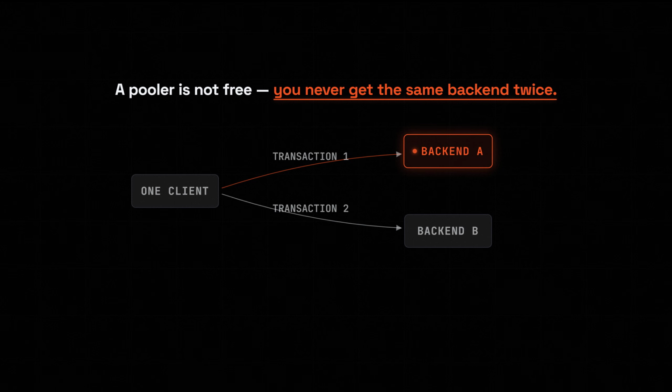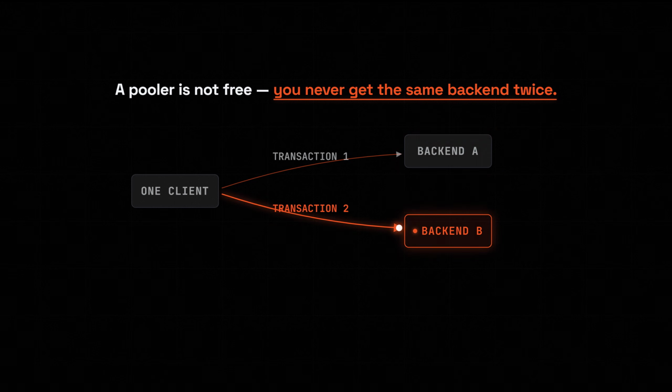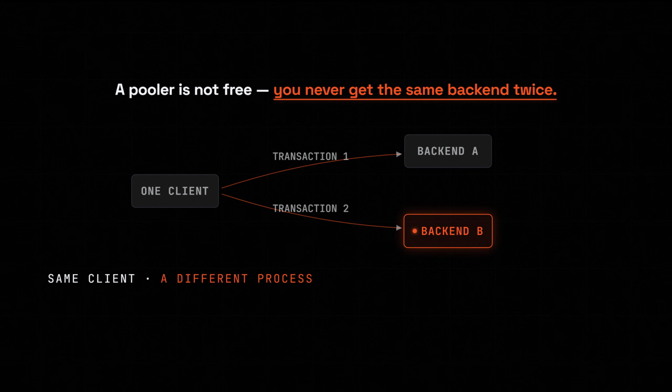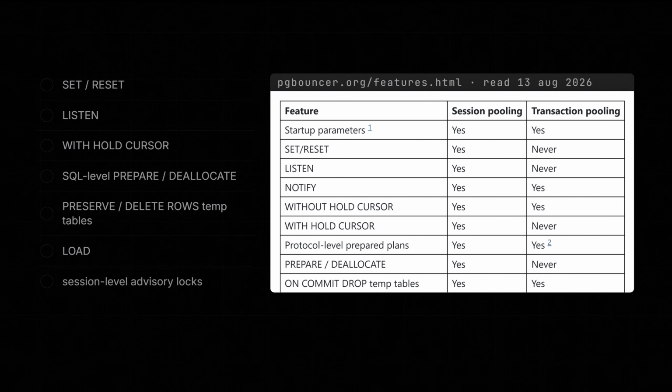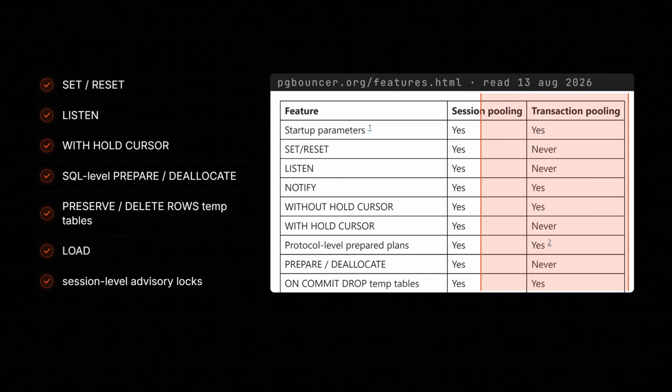Transaction mode is where the savings come from, and transaction mode means a client does not get the same backend twice in a row, so anything that lives in a session breaks. SET and RESET, unavailable. LISTEN, unavailable. Cursors held across transactions, session-level advisory locks, SQL-level PREPARE and DEALLOCATE, unavailable. PgBouncer prints them in a table, so you cannot claim you were not told.